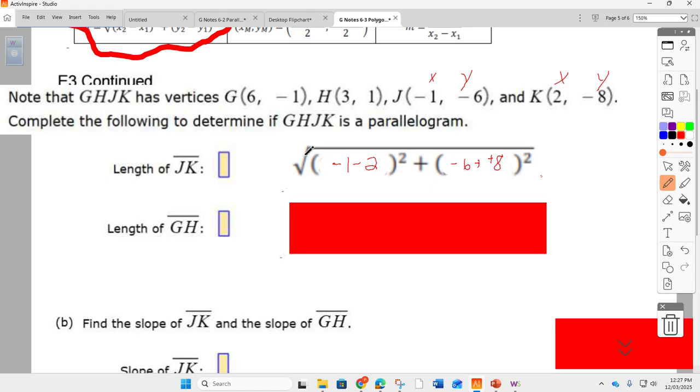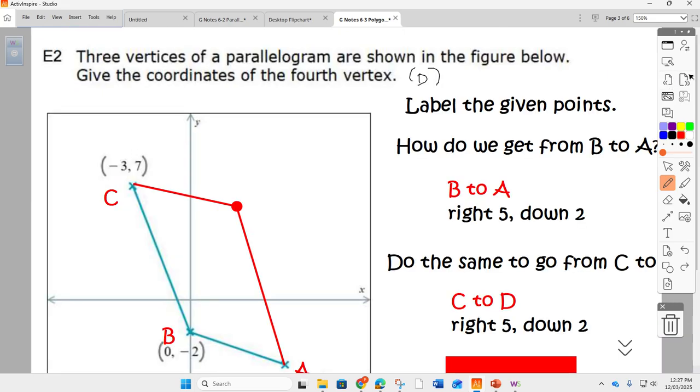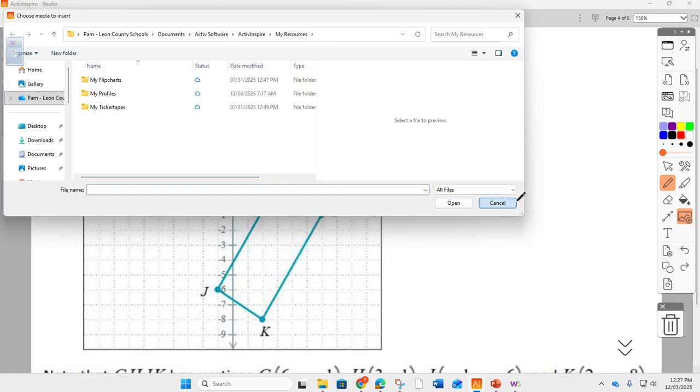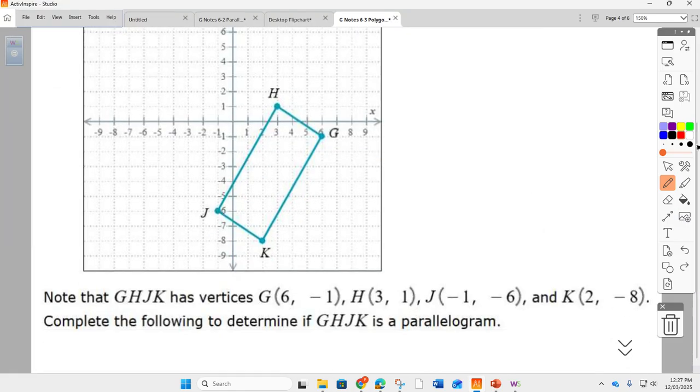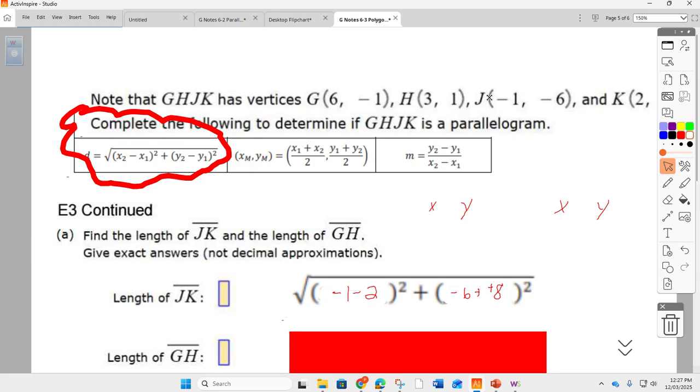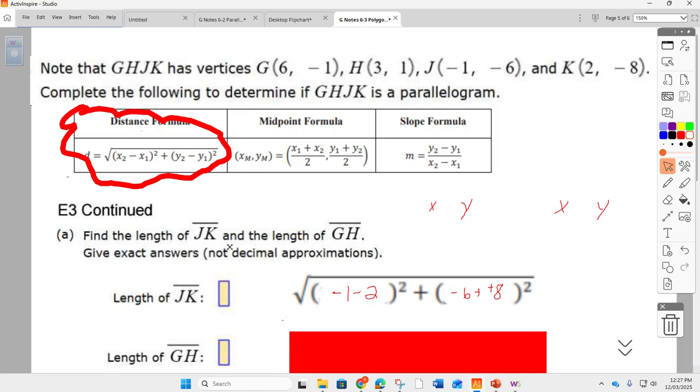And we are not going to take the square root. Okay, so it says give exact answers, not decimal approximations, which means we're going to leave it as a square root. We're going to leave it with the radical on it. That's all that means. So here, I'm going to do it step by step, but once again, you don't have to. You can do it left to right on your calculator.